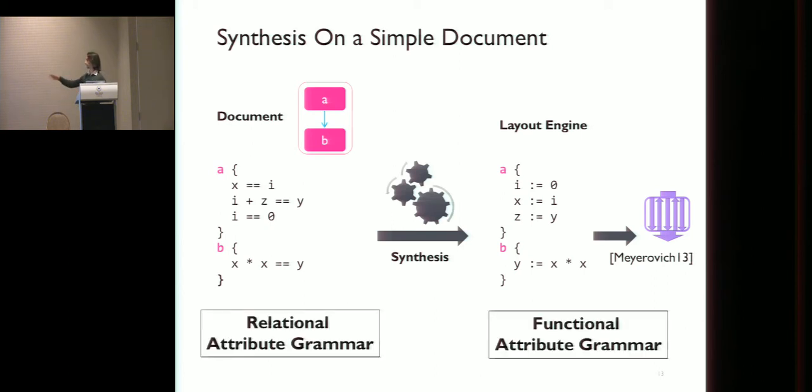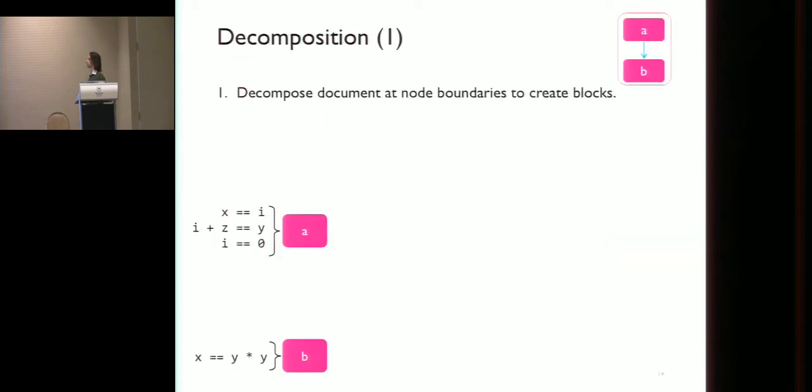Now, that's the case when we work on a document. As I hinted, our algorithm works on grammars. So what we do is go from a relational attribute grammar to a functional attribute grammar. So how do we do it? The first step is decomposition. I start with my document made out of two nodes, and I break them down at the node boundaries to create what I call blocks, which are just named sets of constraints. So I end up with two blocks.